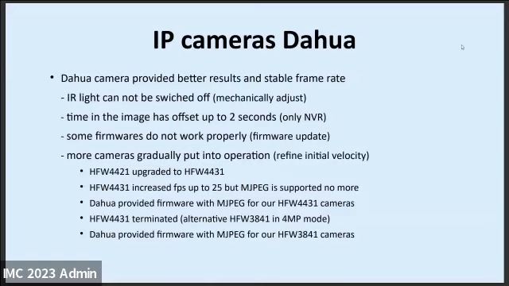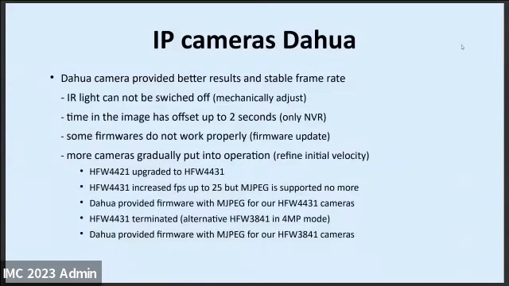So we started to operate these cameras, and during the years we gradually put more of these cameras into operation. The first model we used, the 44-1, was terminated and upgraded to a camera with 31 at the end of its name. It provided a higher frame rate, but unfortunately, the MJPEG video compression was no longer supported. So we had to ask Dahua to provide firmware with MJPEG, and fortunately they provided it. So we were able to use these cameras again.